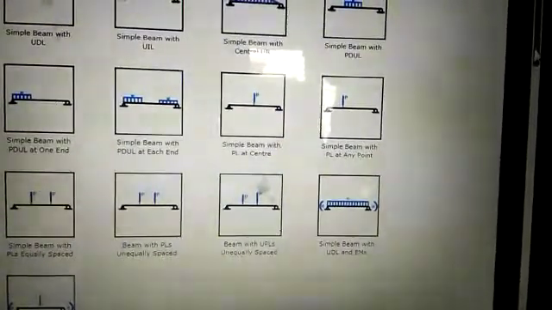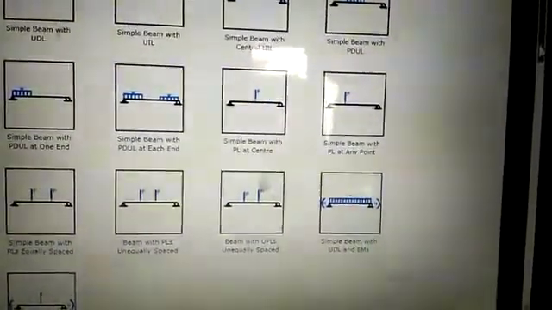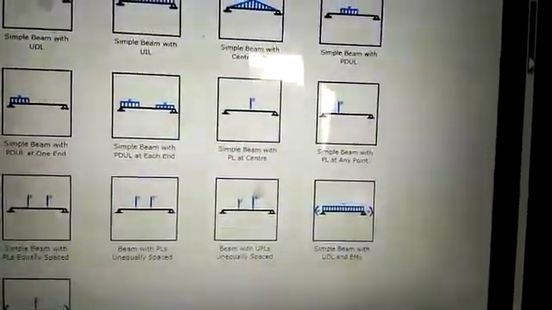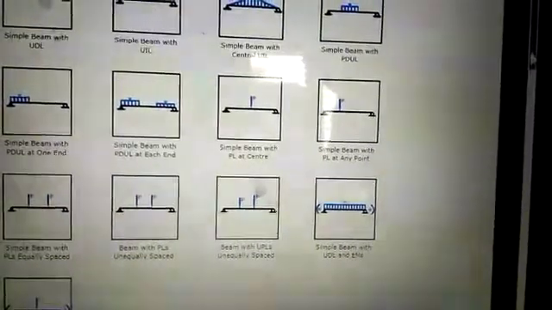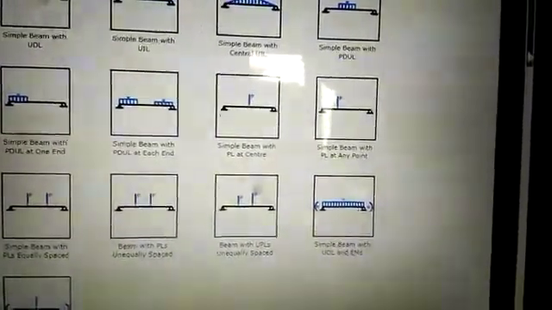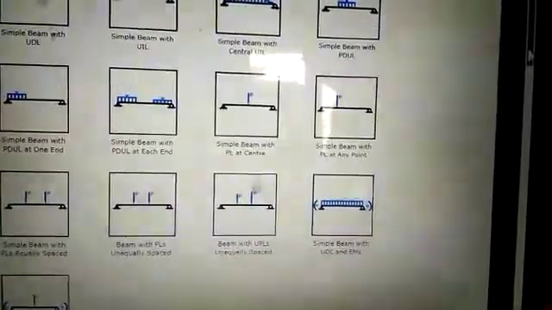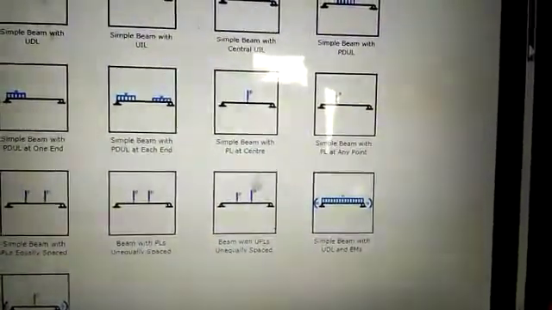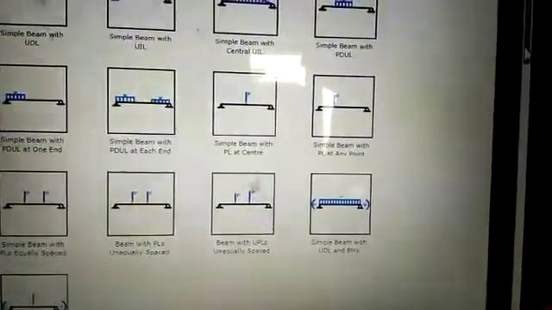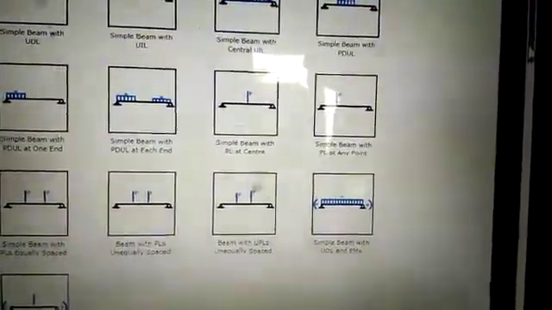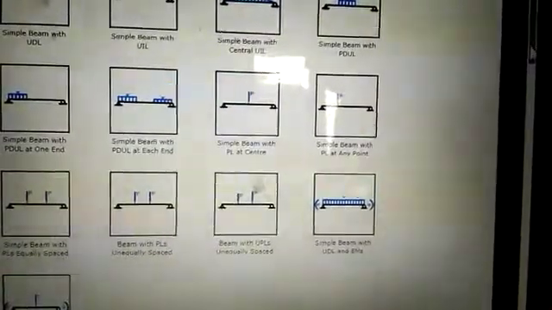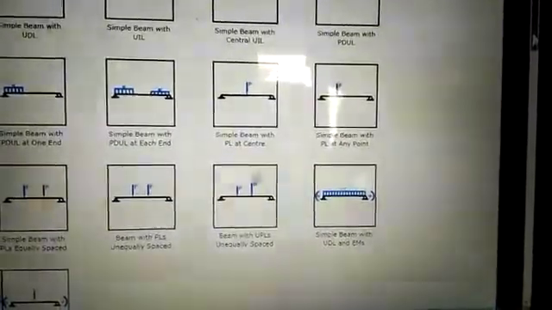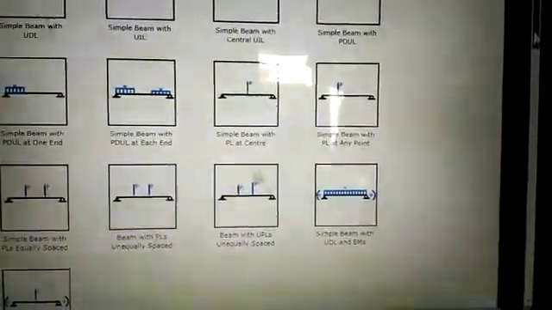Then in another beam, the uniformly distributed load is given, but the load is applied in two parts. It starts from one end of the support and reaches to some distance or some part of the beam, and the same load is applied from the other side and it also reaches to some part of the beam.